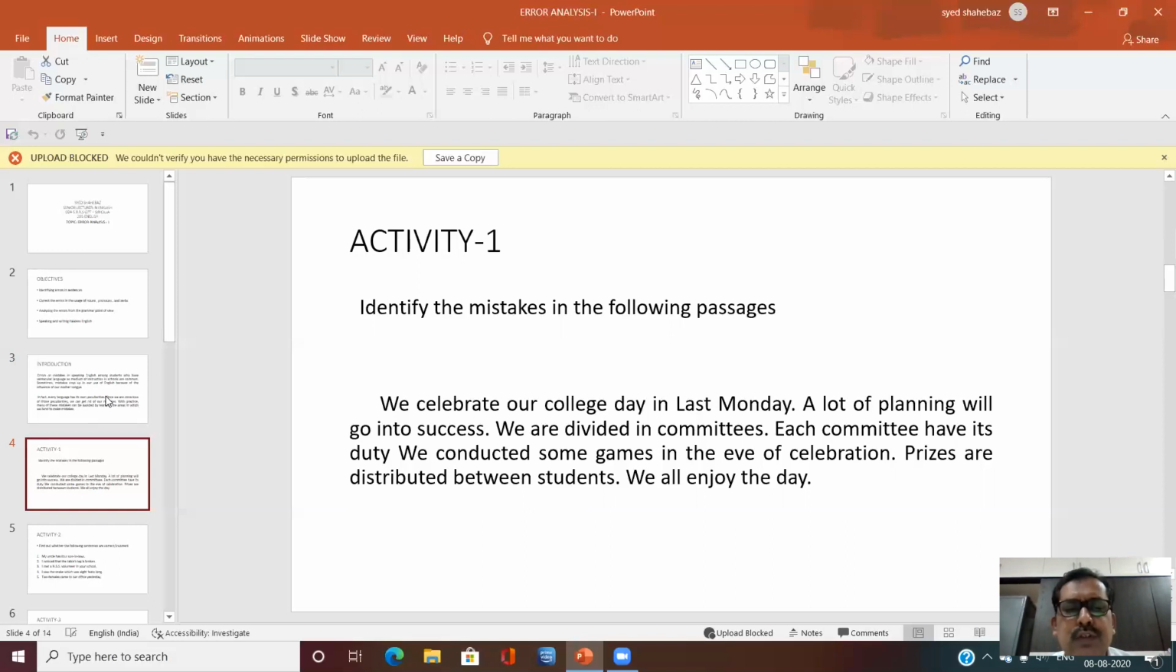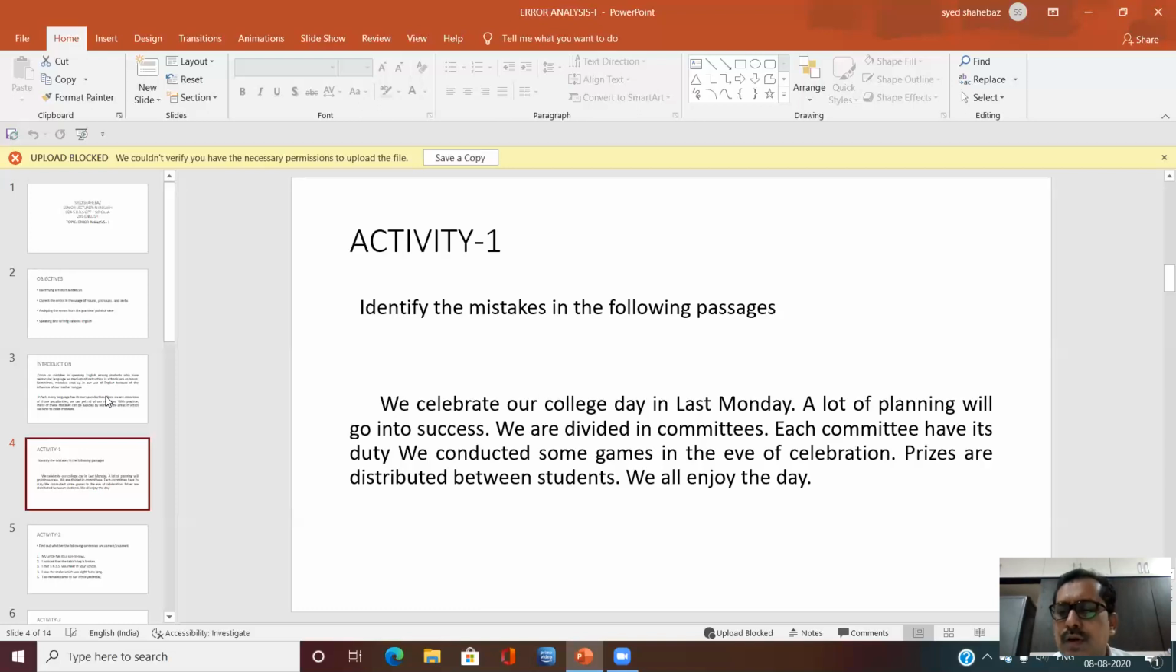Each committee have its duty. Each committee has its duty. For committee we use a singular verb. Each committee has its duty. We conducted some games on the eve of celebration. Not in the eve, but on the eve of celebration. Prizes were distributed among students. Not prizes are, prizes were distributed, not between, but among students. We all enjoyed ourselves that day.